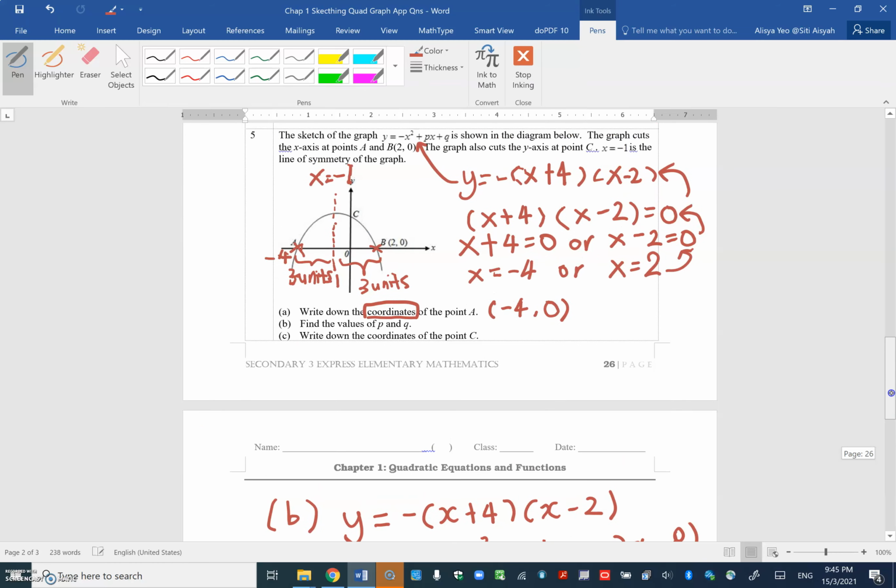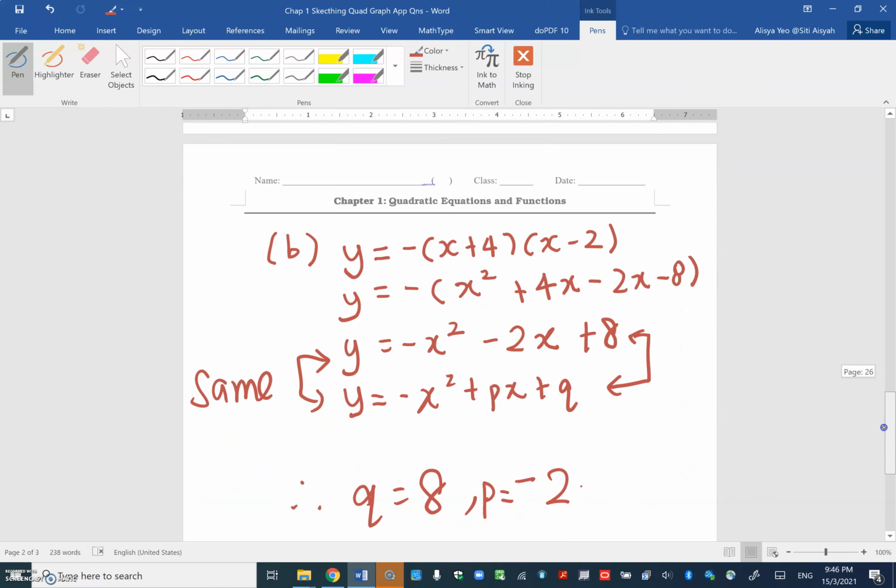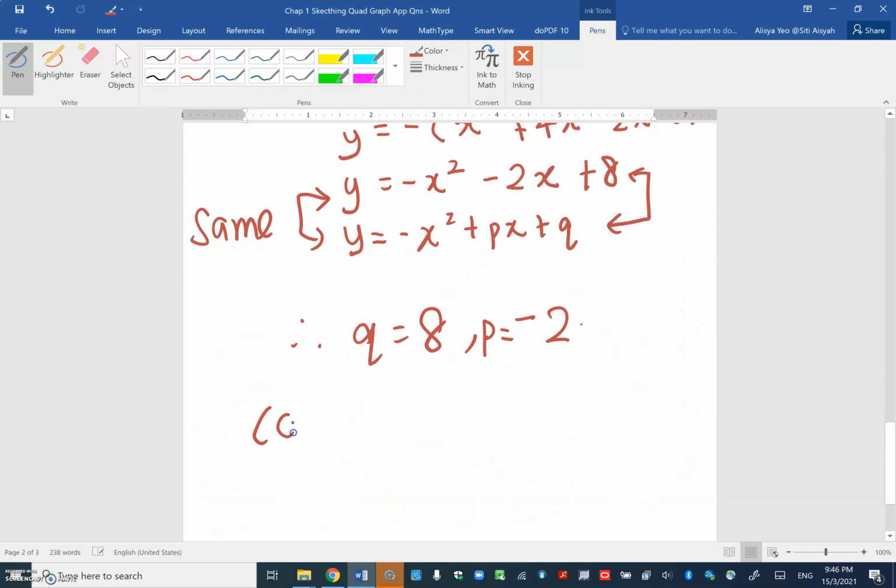Now in part C, they just say write down the coordinates of C. You should know that in maths, when the instruction says write down or state, this would mean you do not need any working. Like I've previously said, the coordinates of C, in this case, C is the y-intercept. How you're going to go about doing that is, there's two ways. One, to find the y-intercept, substitute the value of x to be 0. Two, you just look at the constant. So let's just do as what we've done before.